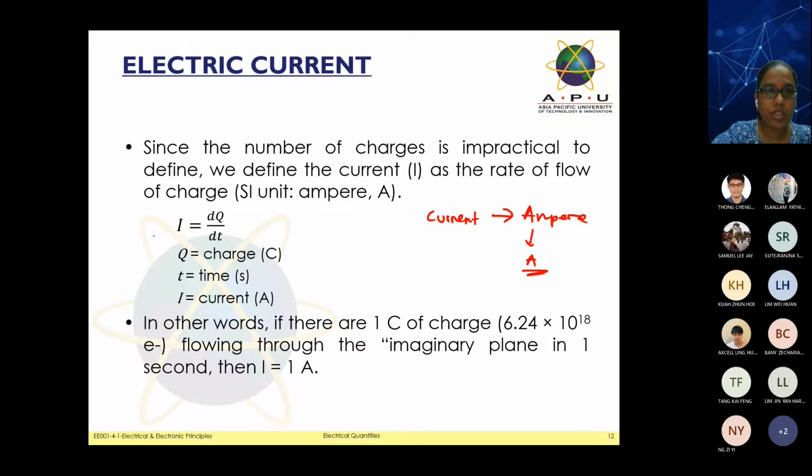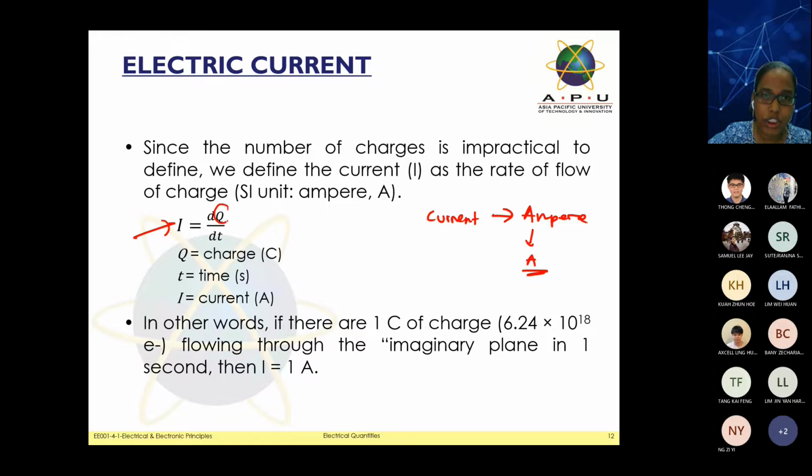Now have a look at the formula. They show several forms, but actually there is only one formula; they just specify what Q stands for, what I stands for, and what T stands for. This shows how the current is calculated: dq divided by dt, which is in integration, but we're not going to do that. In terms of current flow, it is the charge divided by the time.